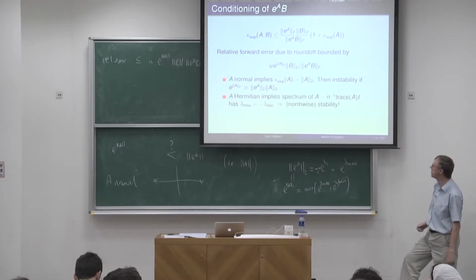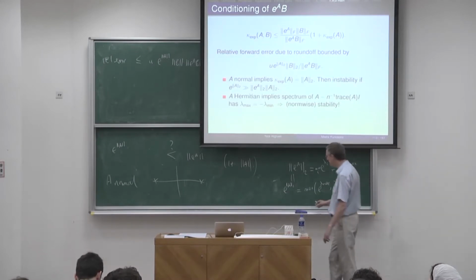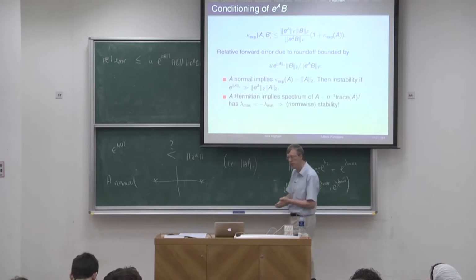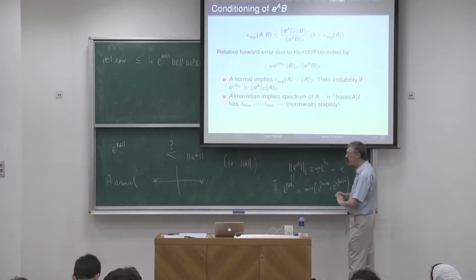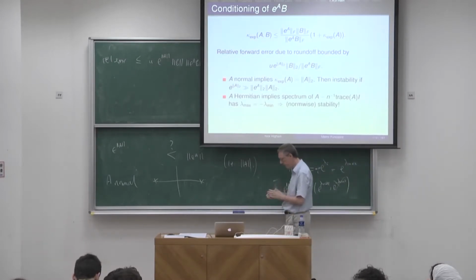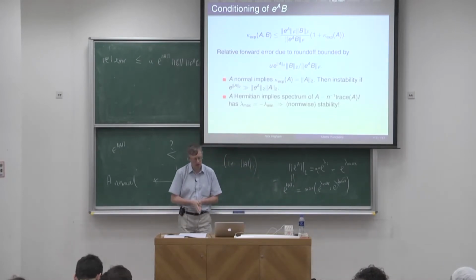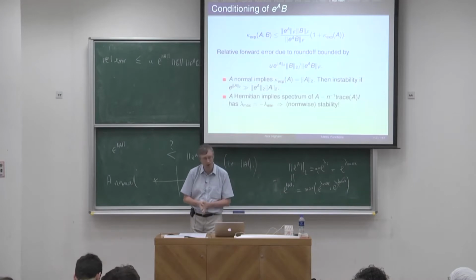So that's quite nice. So that's still only for Hermitian matrices, but at least for an important class of matrices, I'm able to show that the effect of round off on the algorithm is not any worse than the condition of the problem would justify.